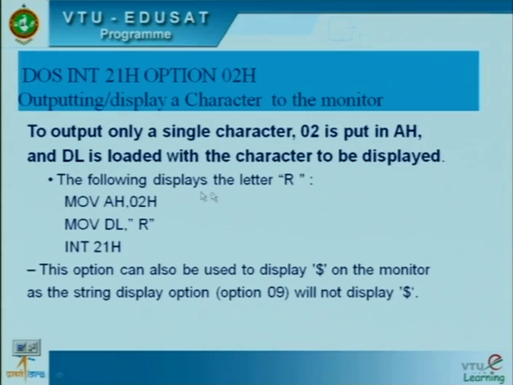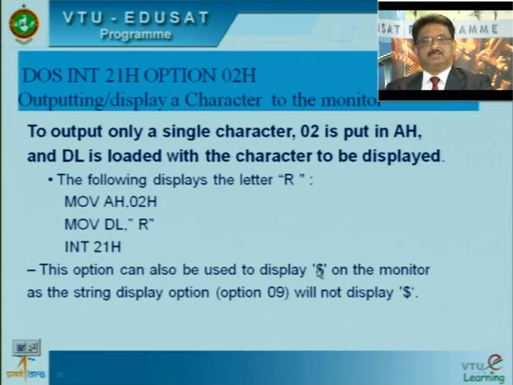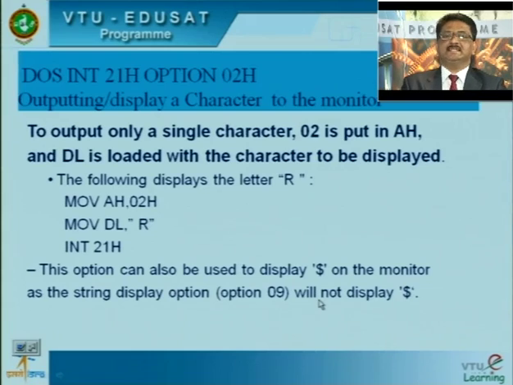Carefully observe this. If I want to display the character R: MOV AH, 02H, MOV DL, 'R', INT 21H. If you give it in single quotes, it will take the ASCII value of R. So this option can also be used to display the dollar on the monitor, as the string display option, that is the 09H option, will not display the dollar in a string.